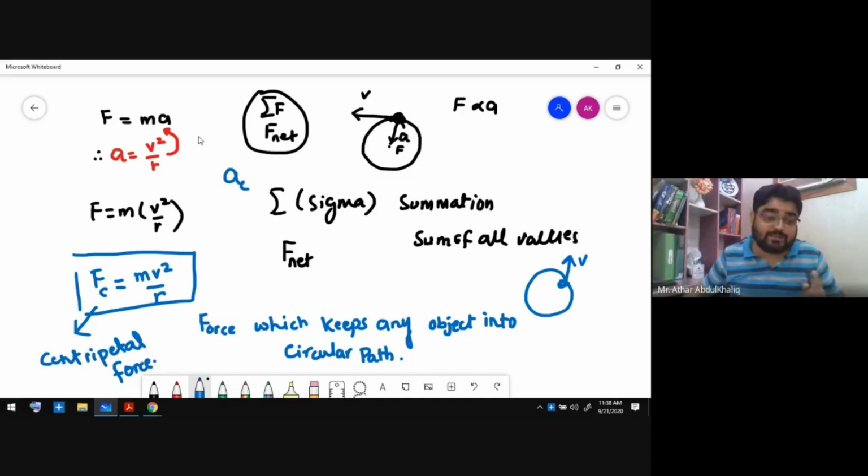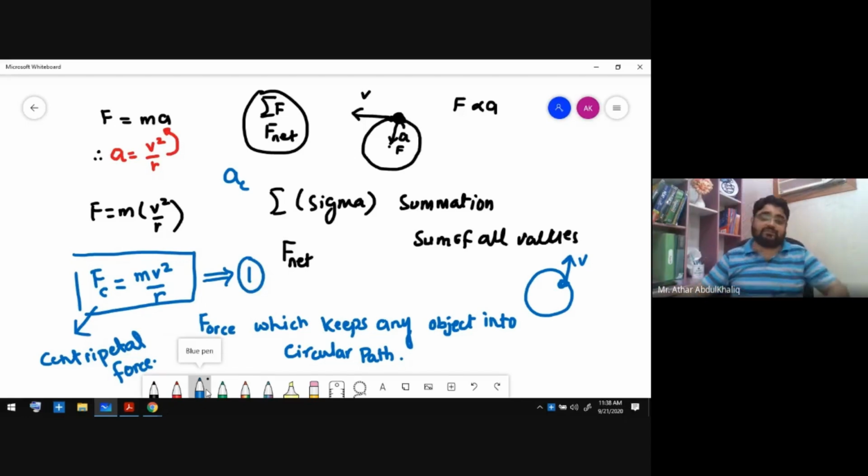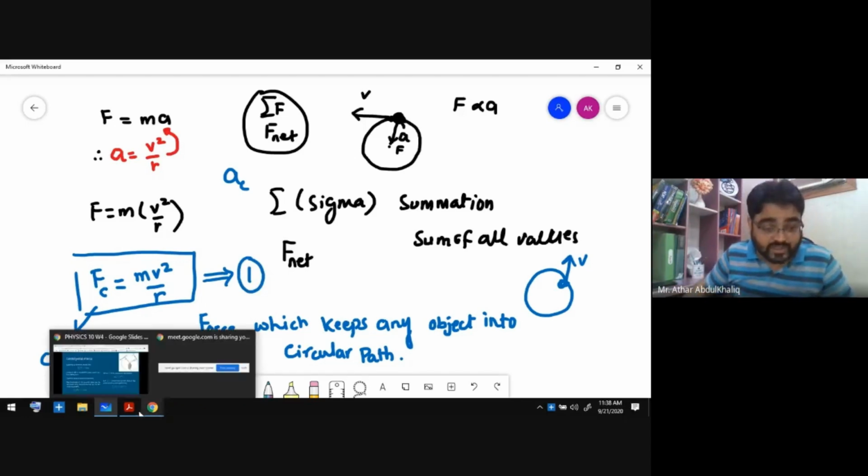So centripetal force is always there if you want to move an object in a circular path, and the value of that centripetal force is calculated by Newton's second law: F is equal to ma, and we said that it is equal to mv square over r. This is the expression that we have to remember in our mind and we will use it in the calculations. Okay, let me get back to the point.